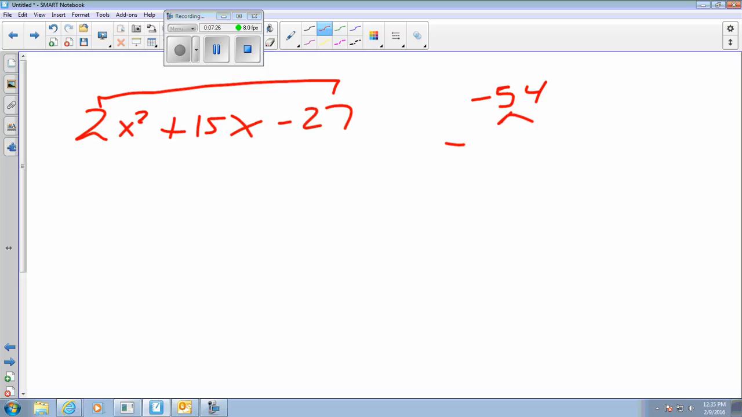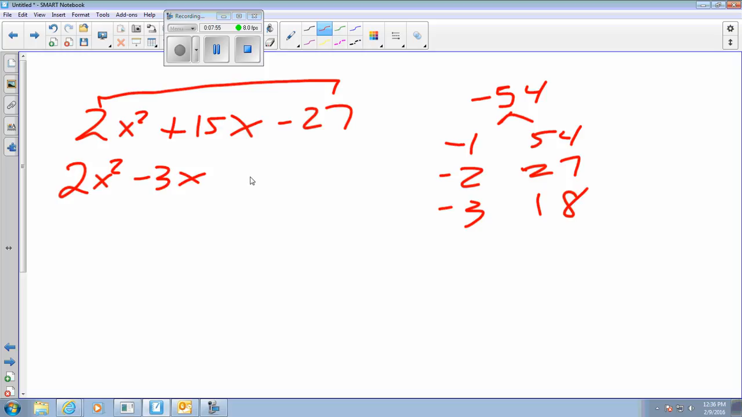So I'm going to start out with negative 1 and positive 54. That doesn't seem like it. Negative 2 and positive 27. And negative 3 and 18. Ooh, I think that one might be it, right? Because negative 3 plus 18 gives me positive 15. So I'm going to split my middle term into that. Negative 3x plus 18x minus 27. Grouping, plus sign in between.